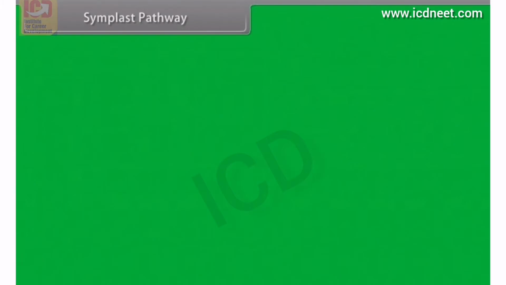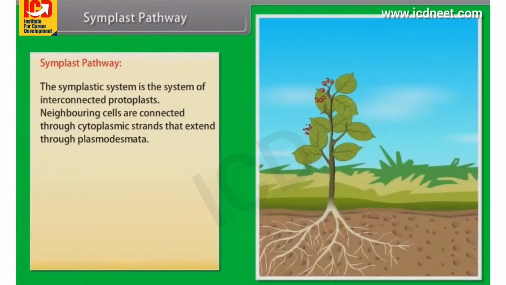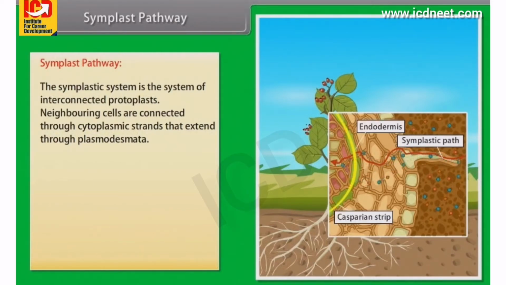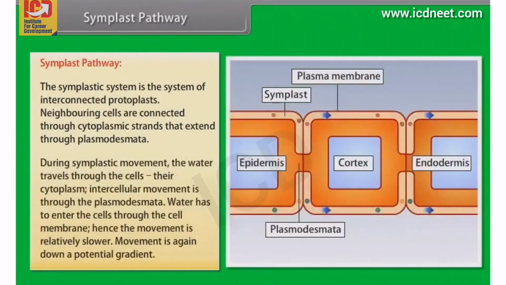Cytoplasmic Pathway. The other pathway is the cytoplasmic pathway. The symplastic system is the system of interconnected protoplasts. Neighboring cells are connected through cytoplasmic strands that extend through plasmodesmata. During symplastic movement, the water travels through the cells, their cytoplasm. Intercellular movement is through the plasmodesmata.